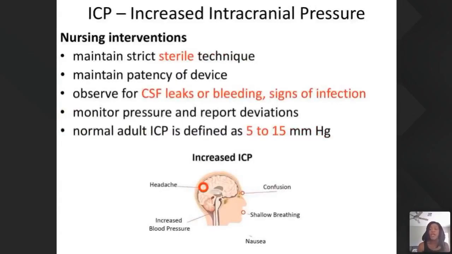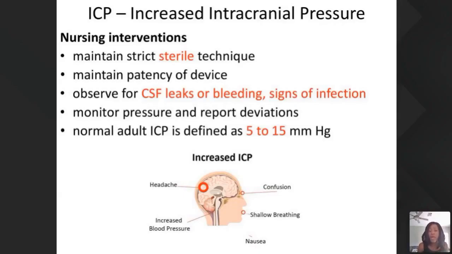Okay, now ICP, increased intracranial pressure. Whenever we're doing a lumbar puncture, you want to always make sure that it is done under sterile technique so you don't end up causing an infection, which could cause ICP. So we always want to maintain sterile technique with a lumbar puncture. Especially if they're leaking cerebrospinal fluid, we want to make sure they don't catch an infection, because that's going to in turn cause meningitis. So you have an infection in your cerebrospinal fluid, which is floating all over your central nervous system. That's a problem.